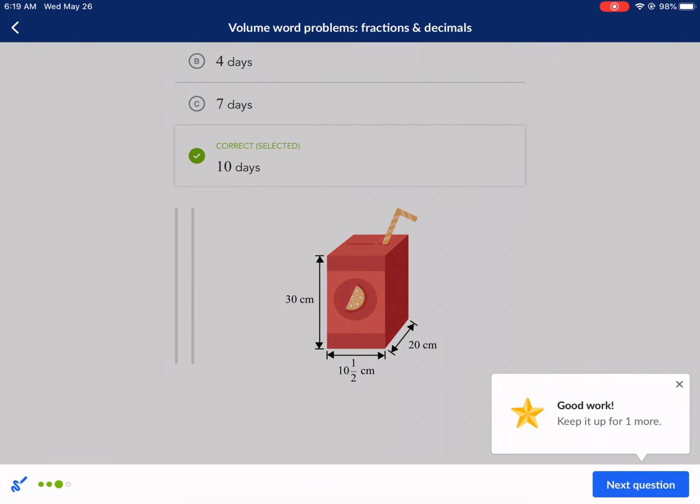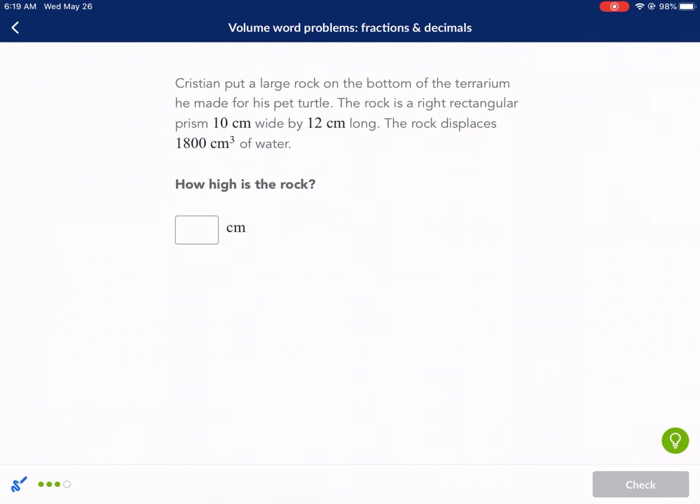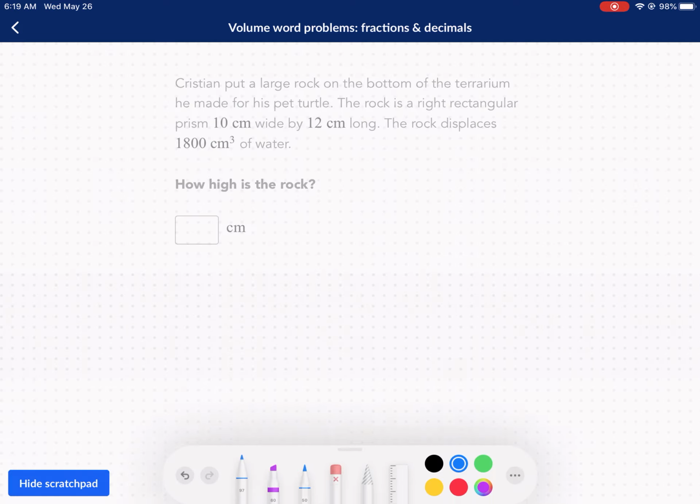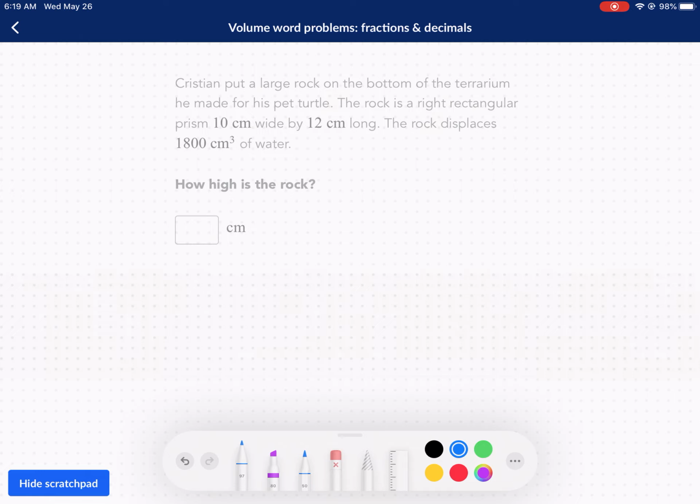Christian put a large rock on the bottom of the terrarium he made for his pet turtle. The rock is a right rectangular prism. Yeah, okay. So it's a brick, is what you're telling me. 10 centimeters by 12. The rock displaces that much water. How high is the rock? Well, if you measured the brick, why is he not measuring how high the rock is? Whatever. Okay, so we got a brick here. I don't care if they call it a rock. It's a brick. And it's 10 by 12.